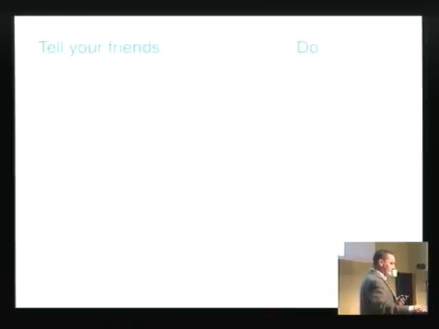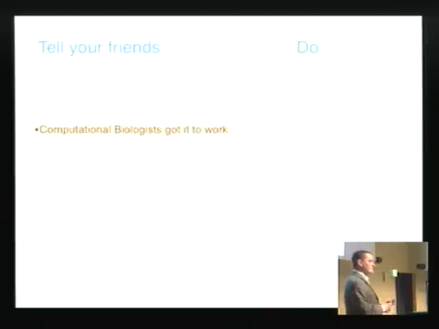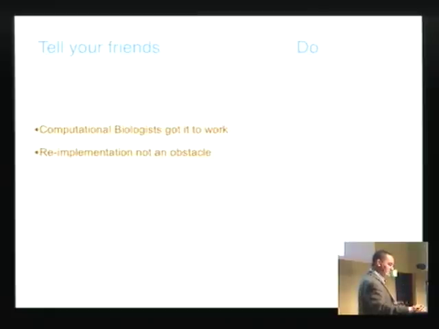So, this was only the second Haskell program that Andrew and I had written, and the first of any real size, over a couple hundred lines of code. And re-implementation is okay. We computational biologists got this to work. Re-implementing was not a big deal, even though many of our colleagues' first fear is, oh, I'm going to have to start over and rewrite all this code.